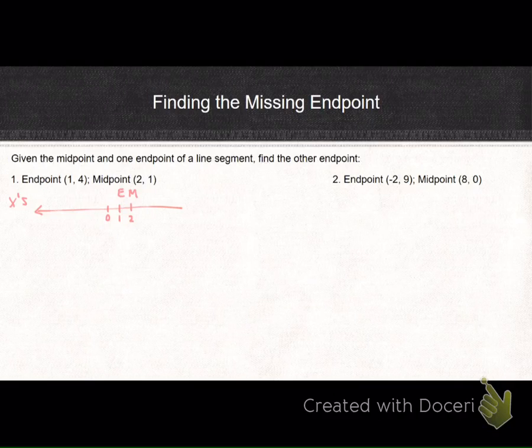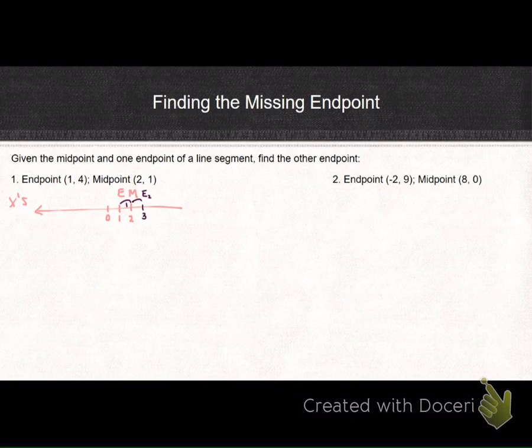Would have to be on the other side of what? The E or the M? The M. And how many more does it have to go? How many is it from the first E to the M? 1. So how many do we have to go to the right? 1 more. So where is our other endpoint? It's not at 1. It's at 3. So we have our other endpoint is at 3.